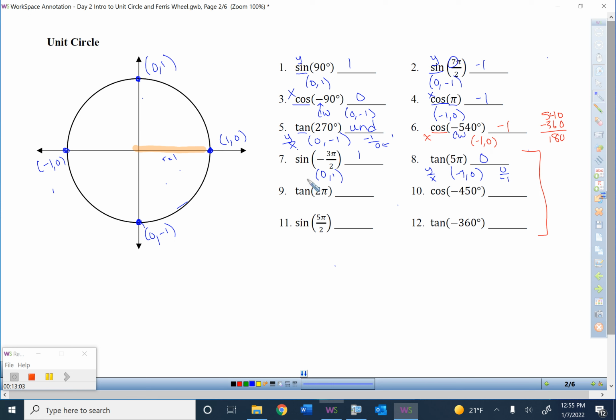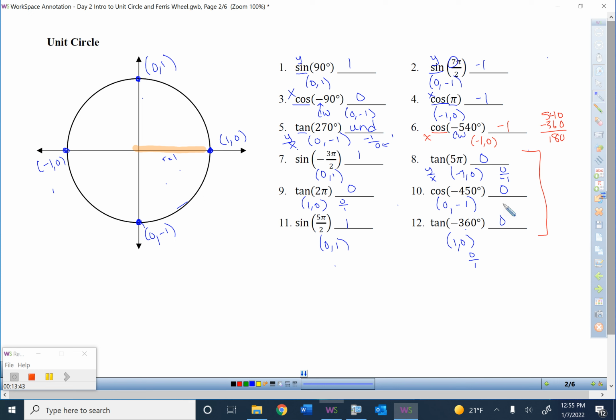2 pi all the way around is 1, 0. Again, we're doing y over x, and it ends up being 0 on top again. This is clockwise, so I'm going clockwise 360 and then 90 more. So that is 0, negative 1. Cosine is the x value. I look at the number 0. 5/2, we've got 1, 2, 3, 4, 5. I'm at the point 0, 1. I want the sine value. The y is 1. Negative 360 is the same thing as regular 360 in terms of the point. And tangent, I've got 0 over 1, which is 0.